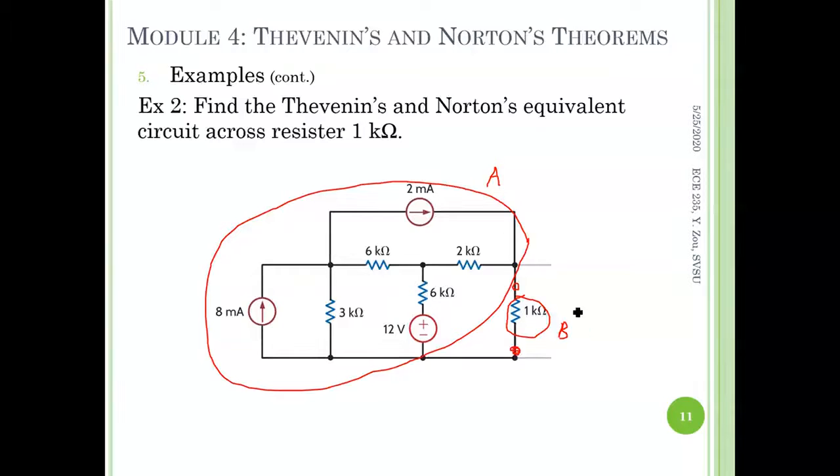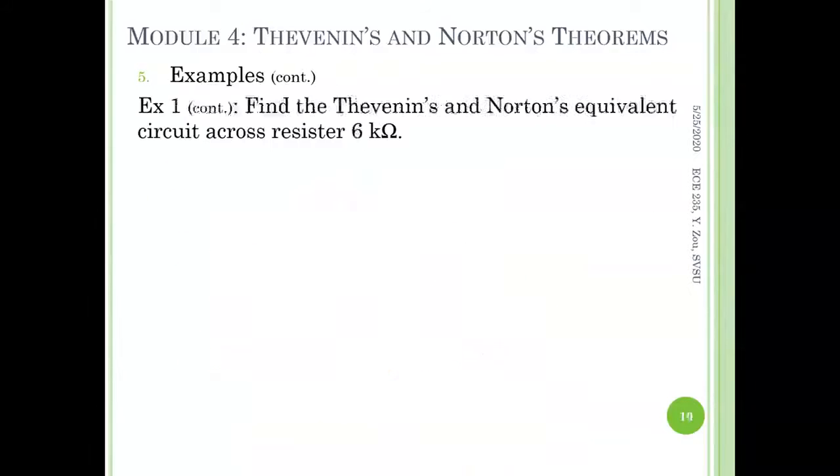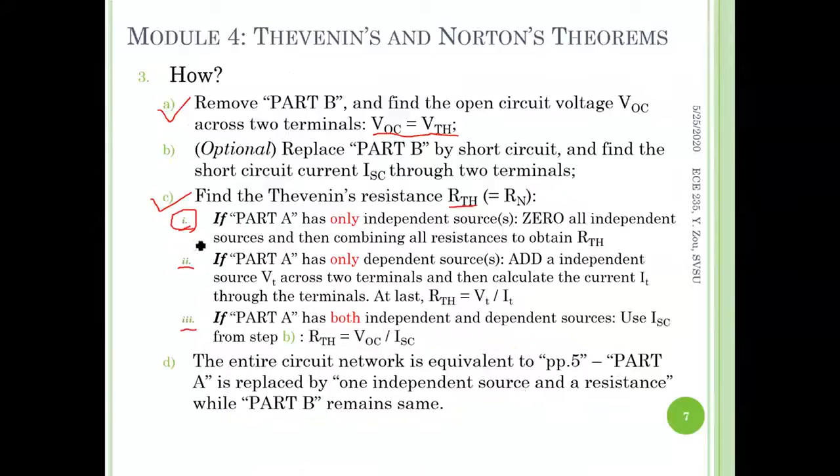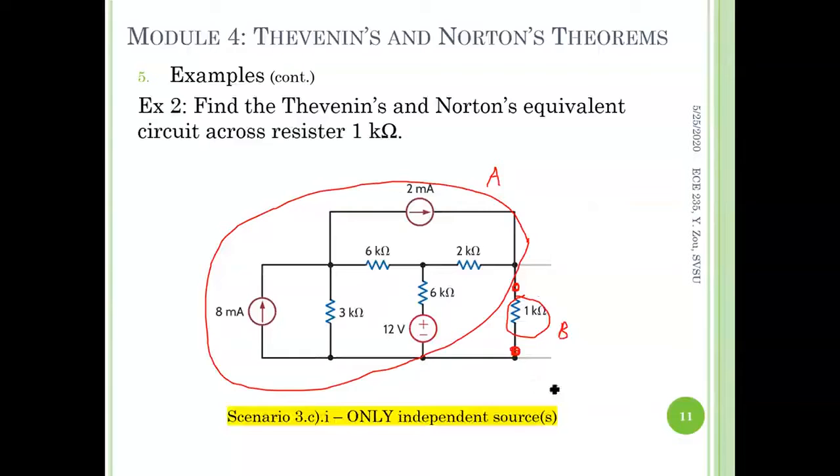With this being said, we can move on to find Vth and Rth respectively. To find Vth, we know we're going to remove part B and keep these two terminals open, from where we find the open circuit voltage, which equals Vth. To find Rth, we first realize this is case 1 in this procedure: only independent sources, no dependent sources. So we can zero all of them and then find the equivalent resistance. Very straightforward. So let's see the solution here.